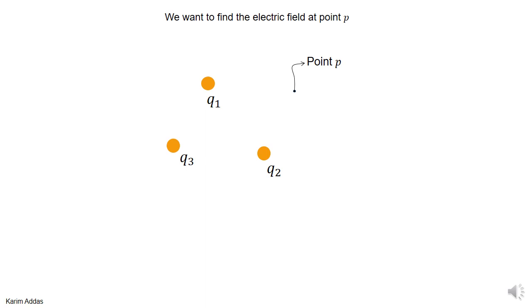We want to see how to get the electric field at a point in space when you have many charges. We got already how to get the electric field due to a single charge. But now, what if you put many charges, many point charges in space? How would we then get the effect of those charges at that point P? We want to get an expression for it.